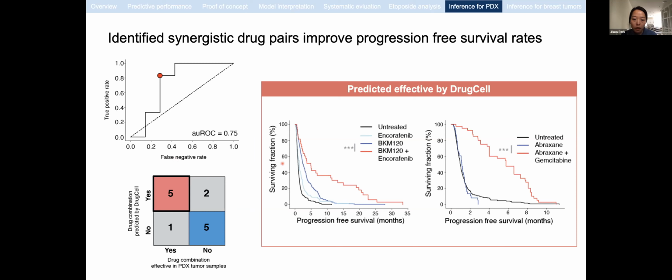The right plot shows examples of effective combinations predicted by DrugCell, BKM120 and encorafenib, and Abraxane and gemcitabine. You can see the progression-free survival rates were improved for PDX models that received both treatments compared to the PDX models that received just one of the treatments.